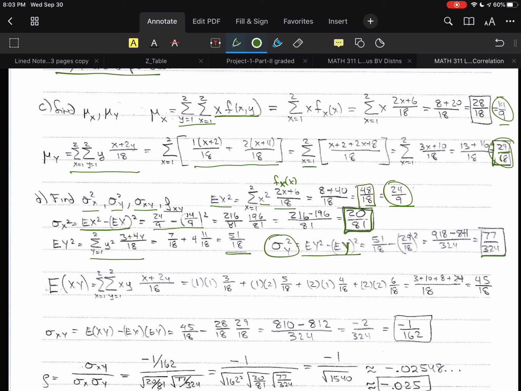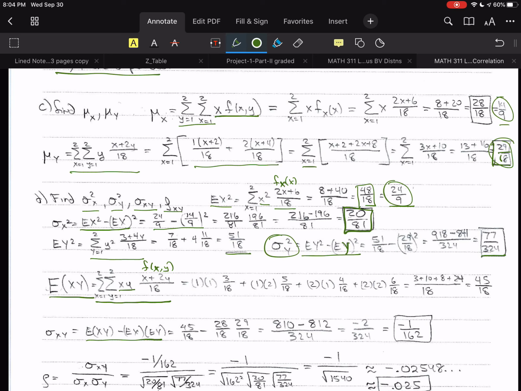To get the covariance between x and y, the formula for that is E of x times y minus E of x times E of y. So we need the expectation of x times y. There really is only one formula for that. That's the double sum, so the sum over x, the sum over y of x times y times f of x y. And I should have written that out explicitly.